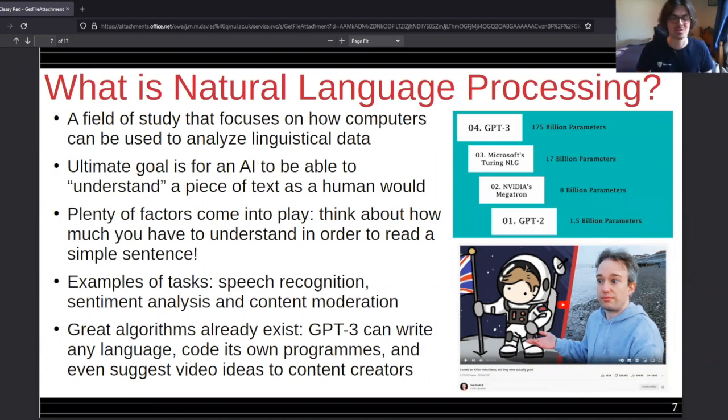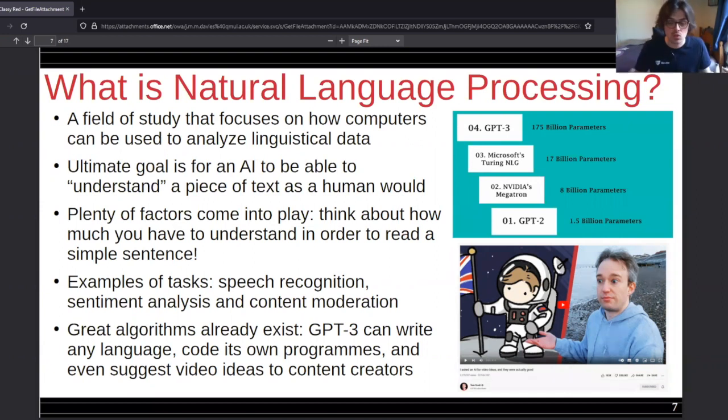Content moderation is obviously one that we're going to talk about today, and is one of the more important ones, I think. Now, great algorithms actually already exist for this. GPT-3, for instance, is probably the most powerful AI that we have on the planet in terms of natural language processing. It has about 175 billion tunable parameters, which is crazy.